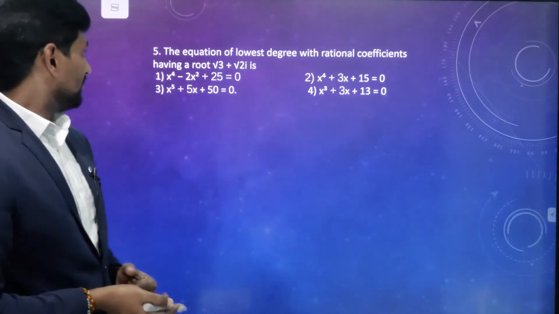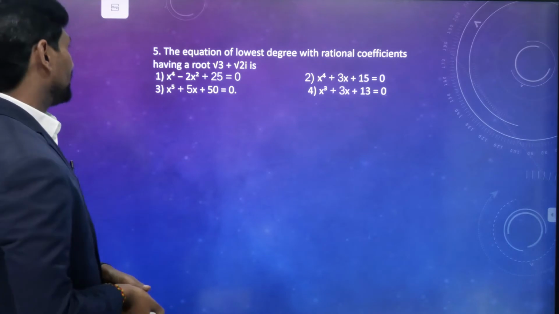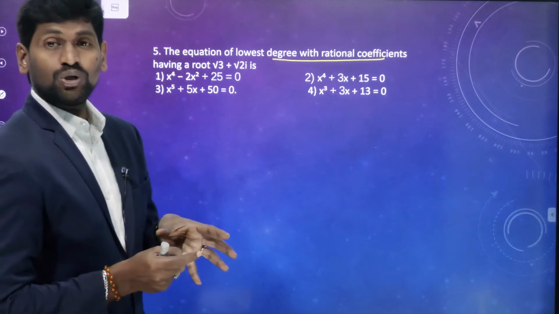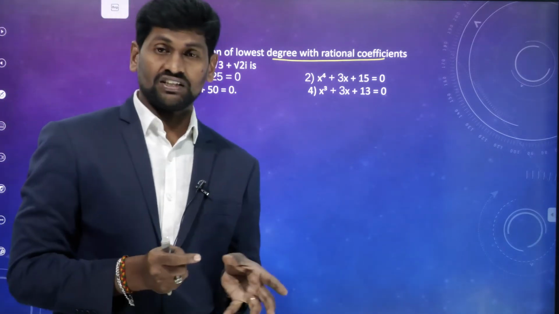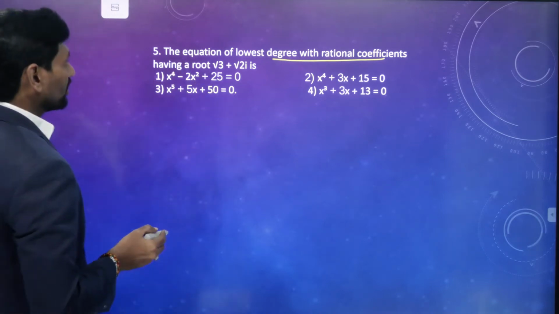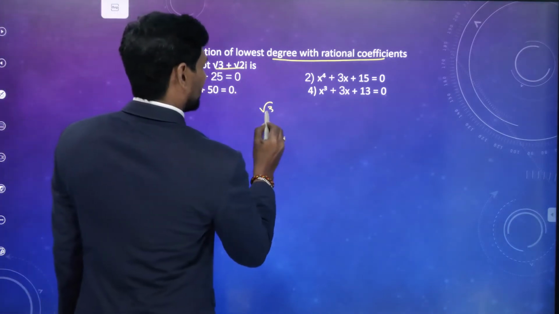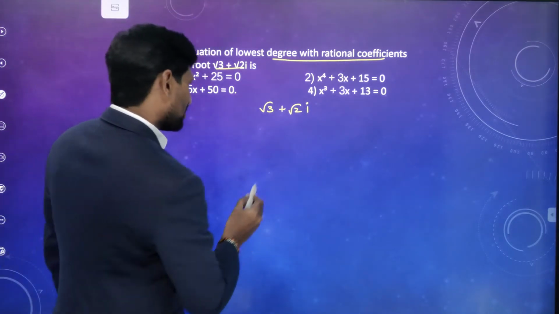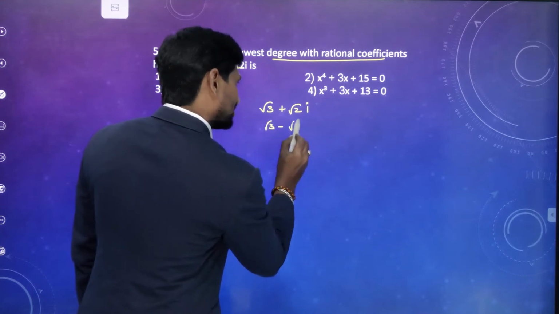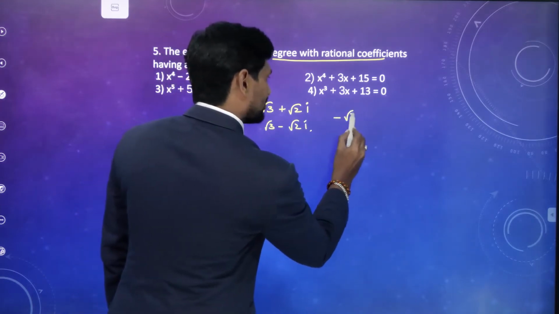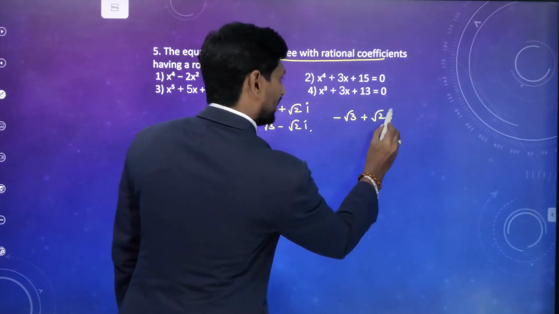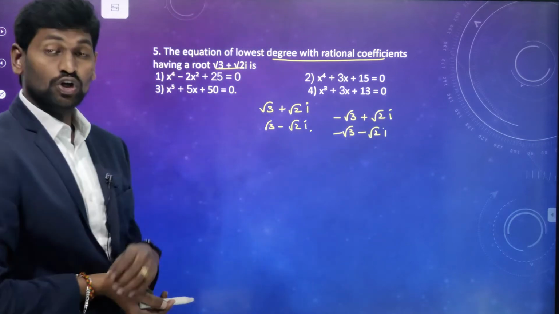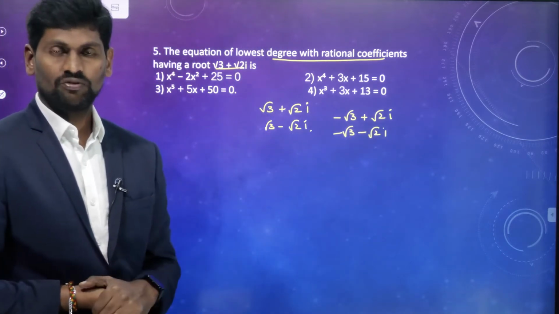Yeah, the equation of lowest degree with rational coefficients. Lowest degree with rational coefficients. When you have rational coefficients, the roots can be complex surds. Am I right? So here one of the roots is given, that is root 3 plus root 2i. So their complex surds become root 3 minus root 2i, or minus root 3 plus root 2i, minus root 3 minus root 2i. 4 complex roots will come, or complex surds will come, whatever.